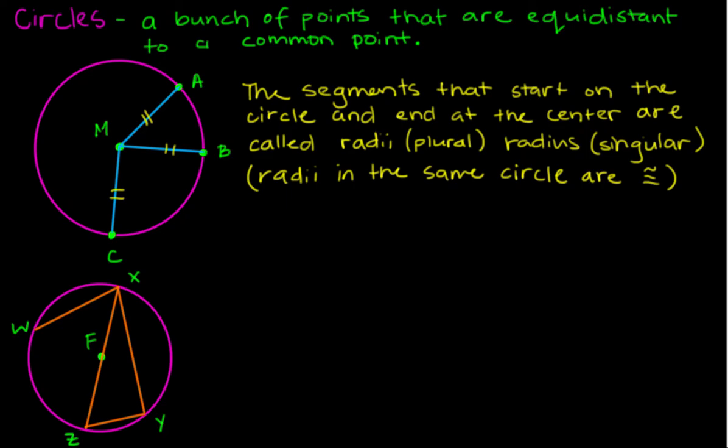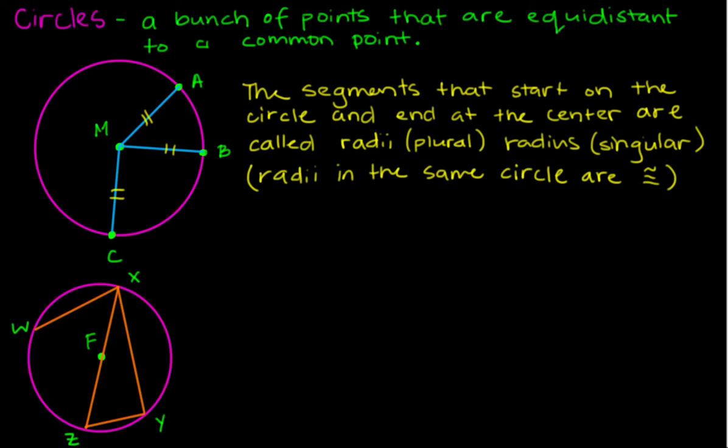And it's once again because it doesn't start on, well, it actually starts on the circle. It starts at W, but then it ends at X, and X is not at the center, therefore WX is not a radius. The same thing can be stated for ZY. ZY is not a radius, and XY is not a radius.